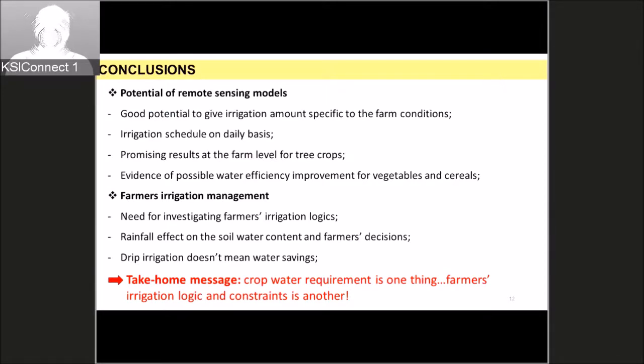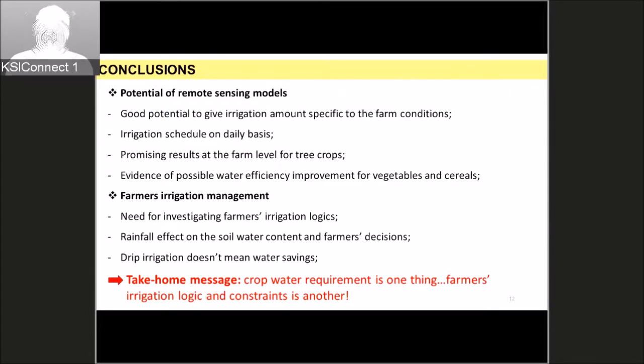So our conclusion would be about the potential of remote sensing models in giving irrigation amounts specific to the farm conditions on a daily basis. And we saw a promising result for tree crops and maybe evidence of possible water efficiency improvement for vegetables and cereal. So we can maybe do analysis of water productivity for these types of crops.